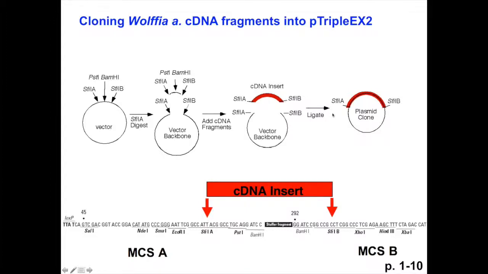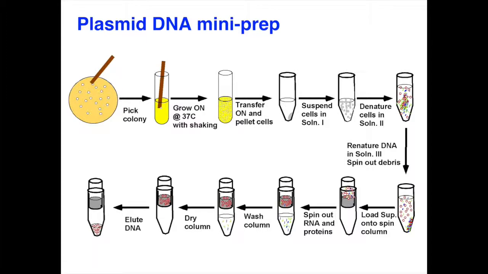Now, once this is done, this was transformed into the bacteria, but where did this cDNA insert go in? It went in right here. Here's the SFI1A site. And if you notice, there's a different code for the SFI1B site. They're not the same. Again, this allows us to place the DNA into this section in a directional manner, which means that the DNA insert can't be flipped over and reversed when we're doing this. So let's go a little further and take a look at our DNA MiniPrep.